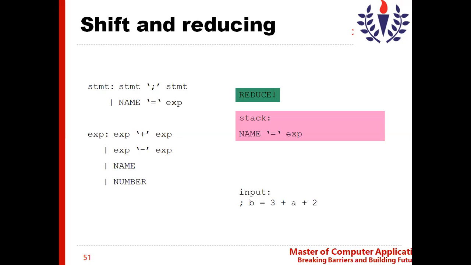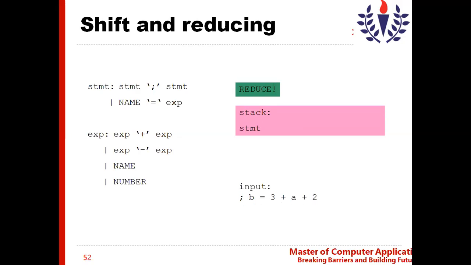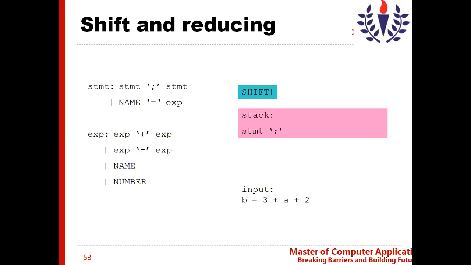So the RHS will be reduced to LHS so that you can get the STMT in the stack. So the reduce happens, and STMT will be there in the stack. The next input is semicolon, as it is shifted into the stack.